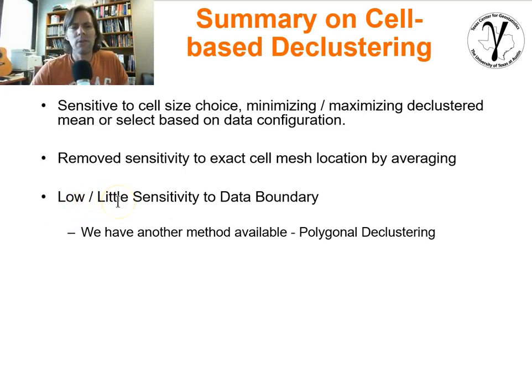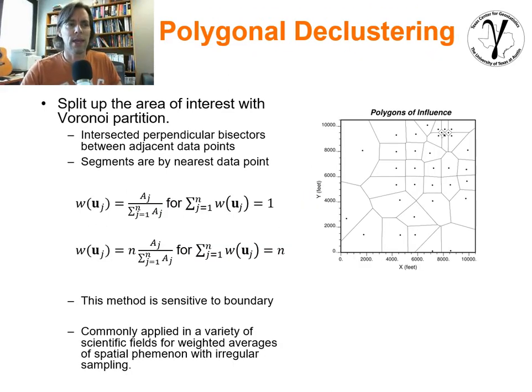We have little or almost no sensitivity to the data boundary. And so we have another methodology that we can use if we're concerned about that. It may be that the boundary of the data set is important. In fact, it's very well known, it's not uncertain. You know the phenomenon has this boundary. Then you might want to use polygonal-based declustering.